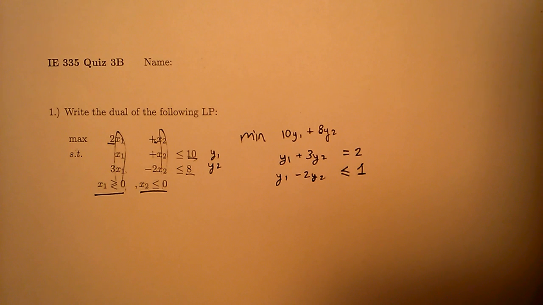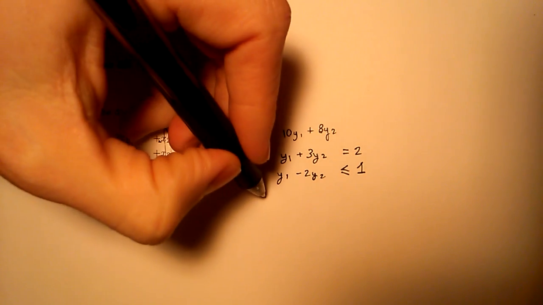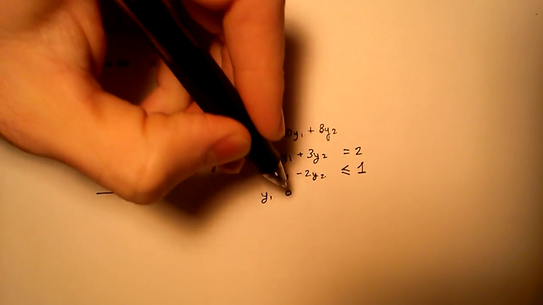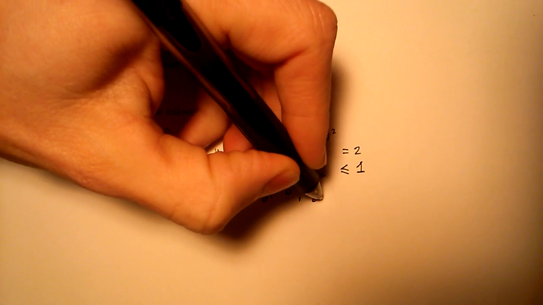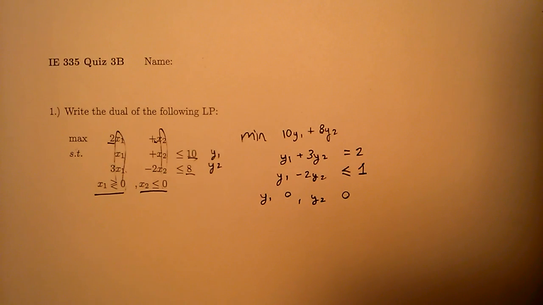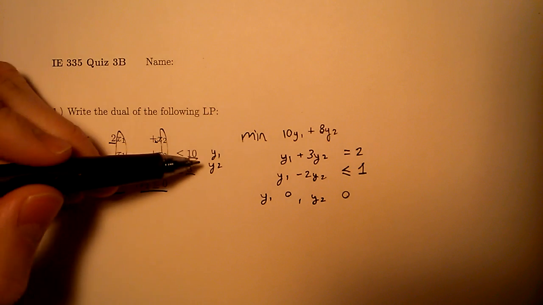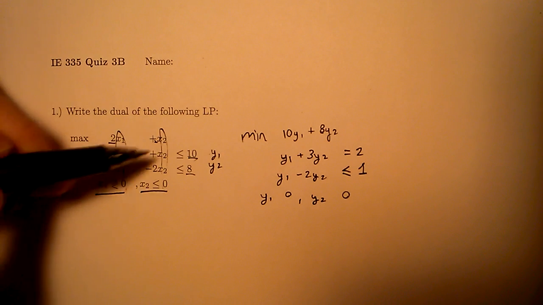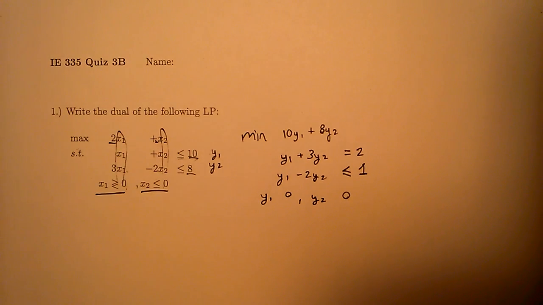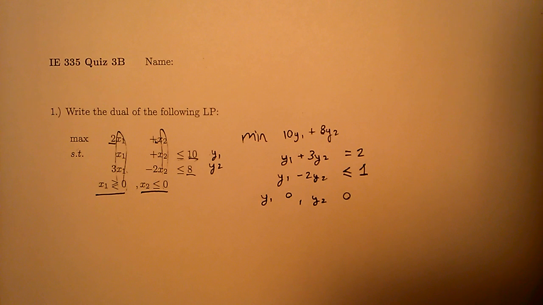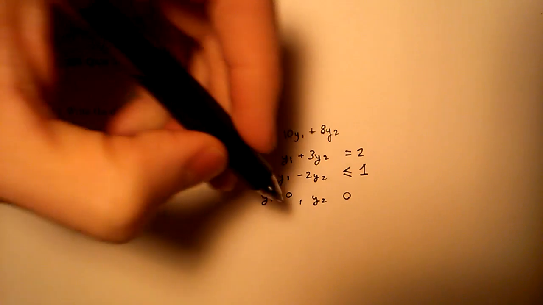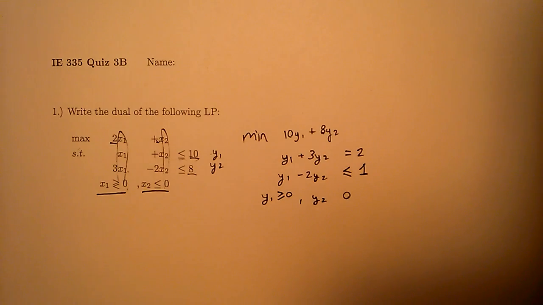Alright, the only thing left to do is figure out what my decision variable types in the dual are. What I mean by that is I know y1 will have some type and y2 will have some type, and by type we're talking about the relationship with 0. The types of my decision variables in the dual are related to the types of constraints in the primal. So here y1 is associated with this constraint. This was a less than or equal to constraint. For a maximization problem, that's a normal type constraint. So y1 is going to be a normal type decision variable in the dual.